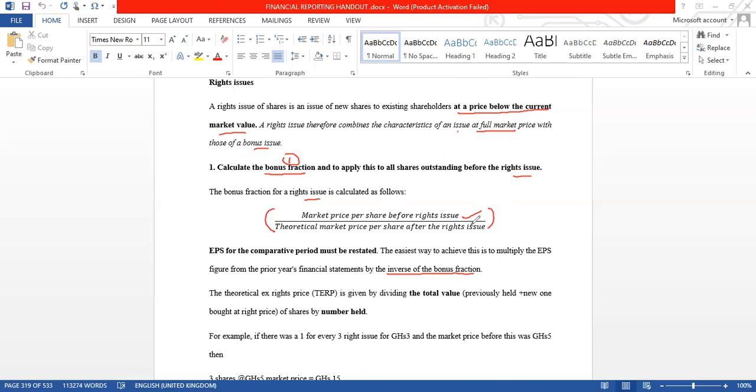So it means that from this step, what we need to find here is our theoretical ex-market price. We said that the theoretical ex-rights price, which is the TERP, is given by dividing the total value. So this side, you need to work it too. You have the total value, that is the previous shares held, plus the new ones that are brought at the right issue price. So for example, we see this example here.